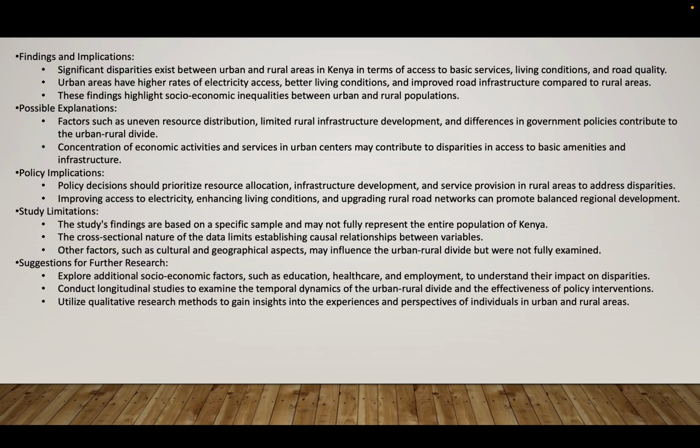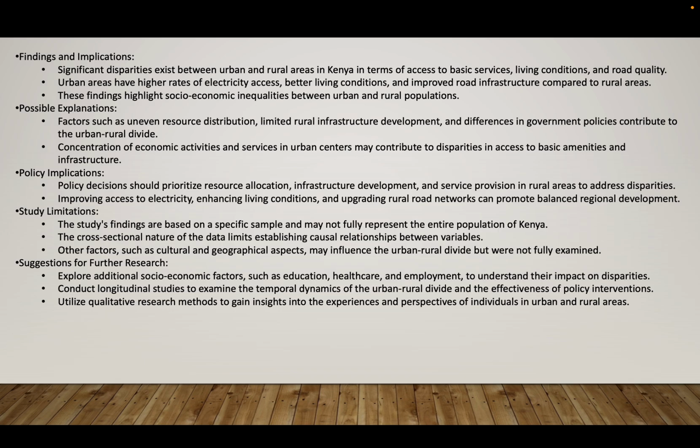road quality. So my findings and implications: there were significant disparities that existed between urban and rural areas in Kenya in terms of access to basic services, living conditions, and road quality. Urban areas had higher rates of electricity access, better living conditions, and improved road infrastructure compared to rural areas. These findings highlight socio-economic inequality between urban and rural populations. Factors such as uneven resource distribution, limited rural infrastructure development, and differences in government policies contributed to the urban-rural divide.